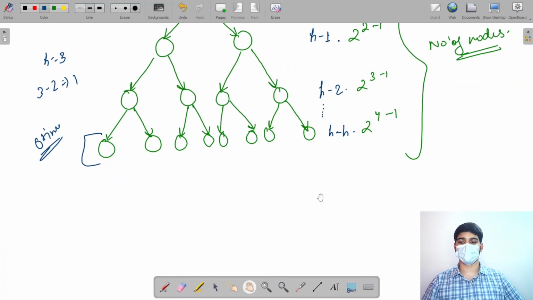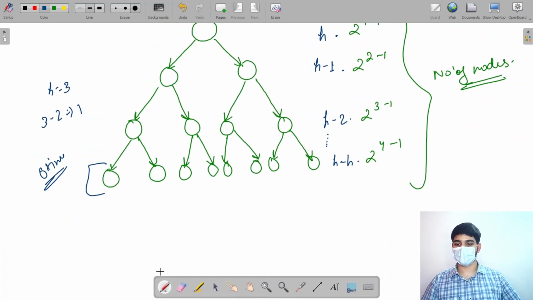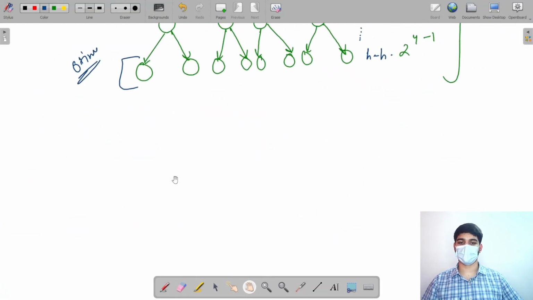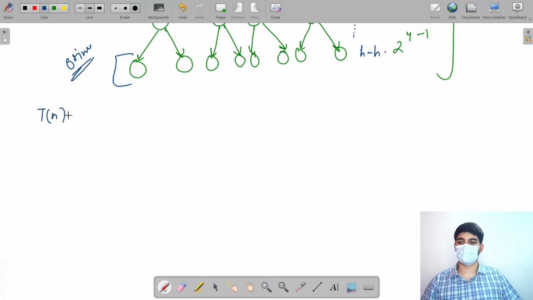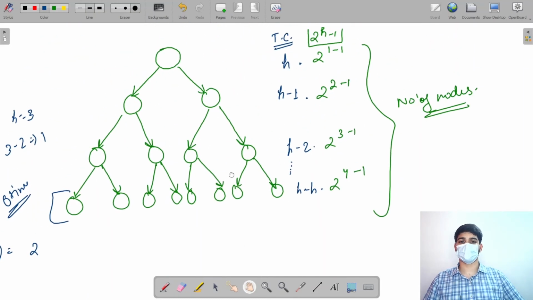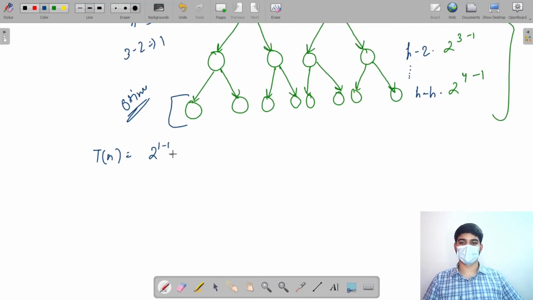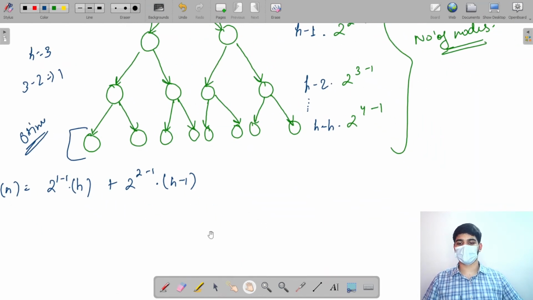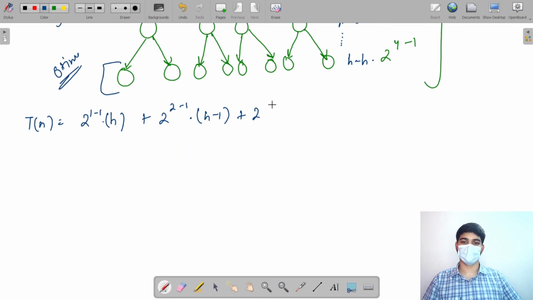So what would be my total time complexity? Let's write this, right? If I would have to sum all of these up to find my total time complexity, I would write T of n as nothing but 2 raised to the power, the very first level, which is 1 minus 1, working for h. Then I would add what? 2 raised to the power 2 minus 1 working for h minus 1 levels, right? So this is my second level, h minus 1 into 2 raised to the power 2 minus 1, right? Again, we continue with this, we would have 2 raised to the power 3 minus 1 for h minus 2.